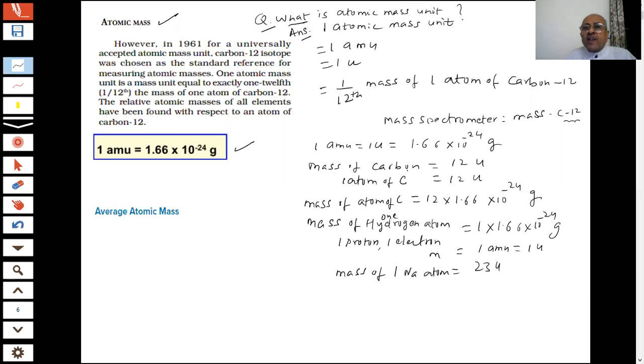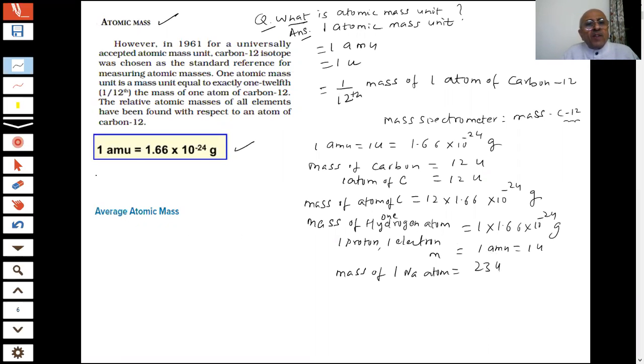That means 1 U is how much? 1.6 into 10 minus 24 grams. And I'm saying it is 23 U. When I write U, student, it means 23 times that unit. What unit is that? 1.66 into 10 minus 24 gram, which is my reference carbon 12 isotope. Relative to that, we are giving the atomic masses.